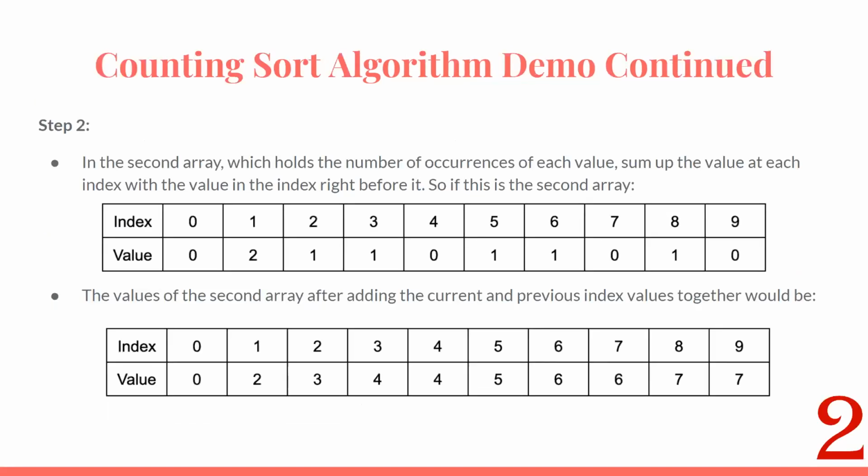So for step 2, in the second array, which holds the number of occurrences of each value, you want to sum up the value at each index with the value in the index right before it. So if this is the second array, then the values of the second array after adding the current and previous index values together would be 0, 2, 3, 4, 4, 5, 6, 6, 7, and 7.